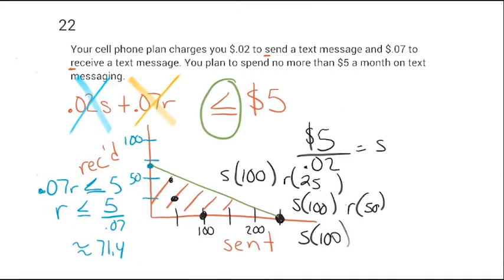and receive zero. There are an infinite, well, actually, because you can't send half a text message, any discrete number, any integer that falls in that region is going to give me an answer. So you actually could figure out what are the finite ones, but it's a very, very large finite number of ones that you can use. So did that help with question number 22? Do I need to explain it anymore?